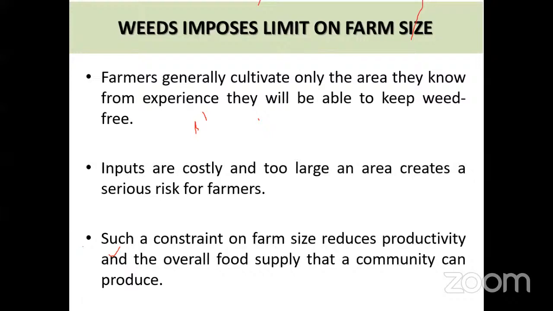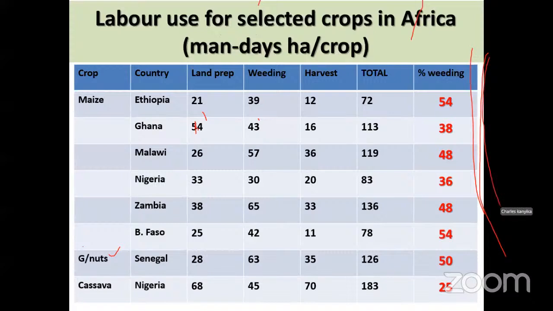So when they notice that they will not have enough manpower to do the weeding, they end up cultivating only a small piece of land. Because if you cultivate a big piece of land and plant and you are unable to weed it, you are wasting time. So this is an indirect way in which weeds become a problem. Okay.